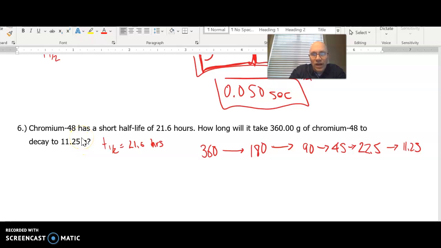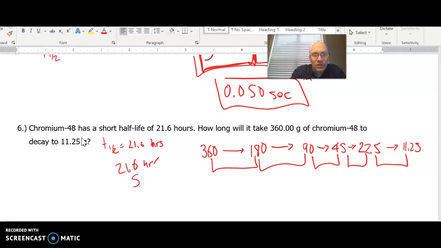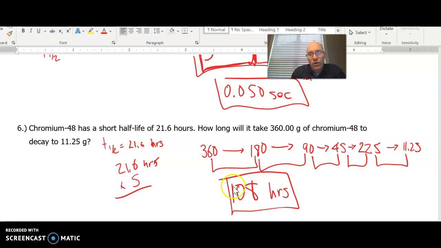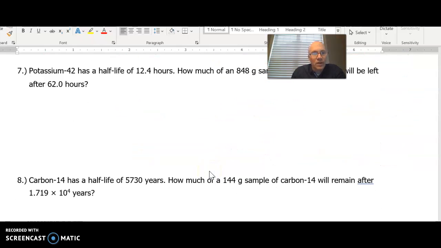So that is 1, 2, 3, 4, 5 half-lives. And if each of those half-lives is 21.6 hours, we'll just multiply that, and we get 108 hours.